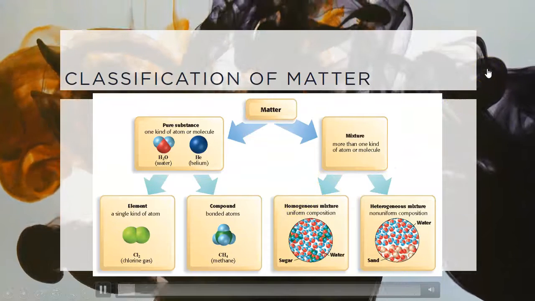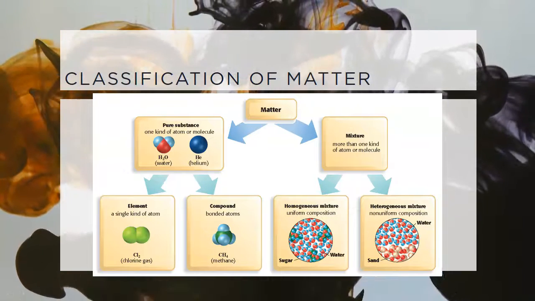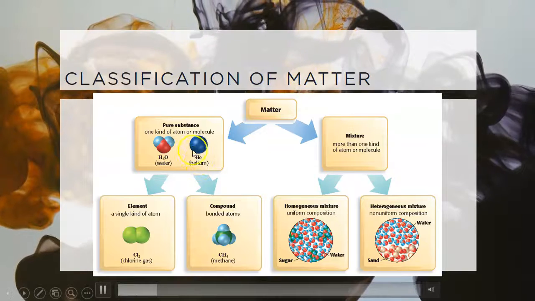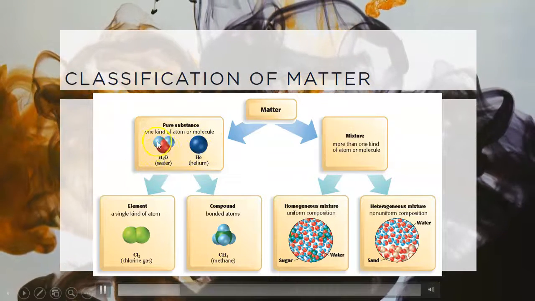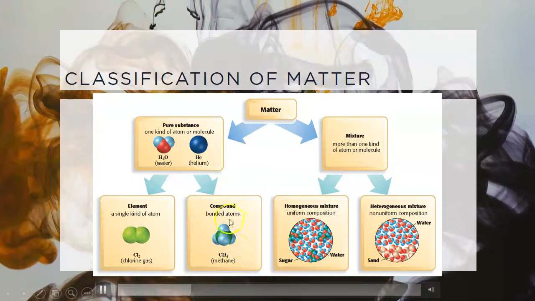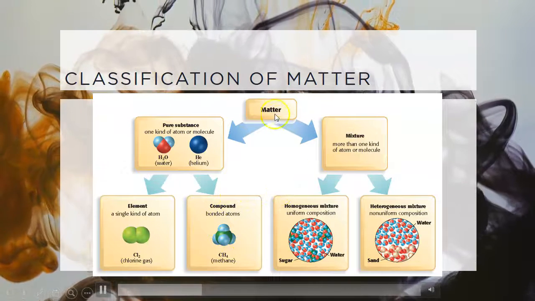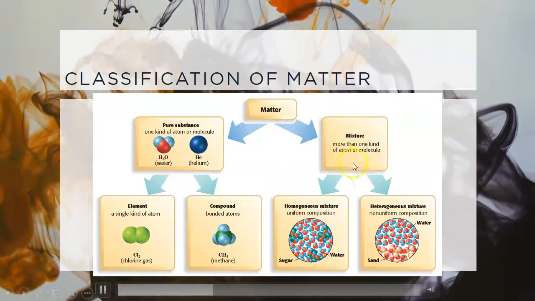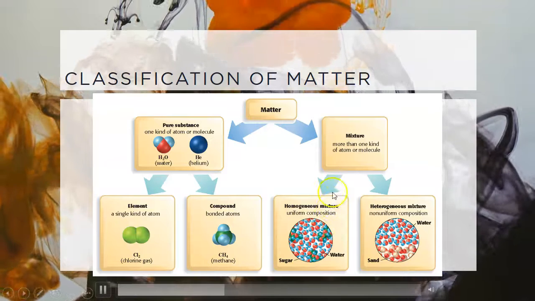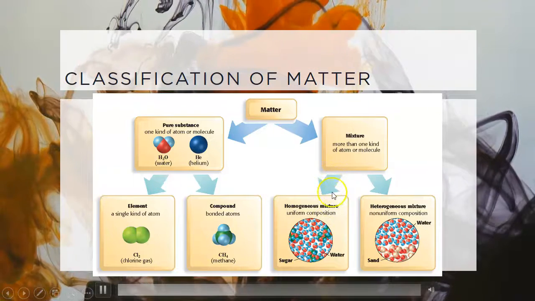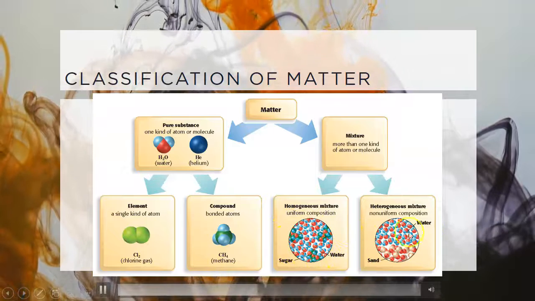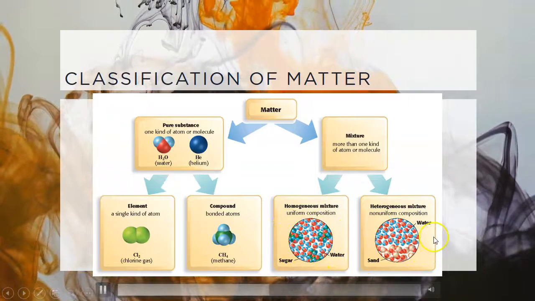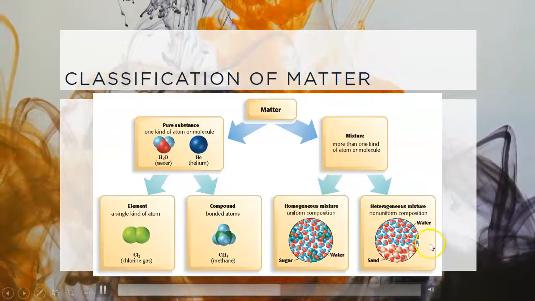So just to look at it at the molecular level, again, if I only have one type of atom, it's an element. If I have multiple types of atoms, it's a compound. If it's a mixture, that means I have more than one type of atom or molecule. If it's homogeneous, it's uniform in composition. If it's heterogeneous, it's not uniform.